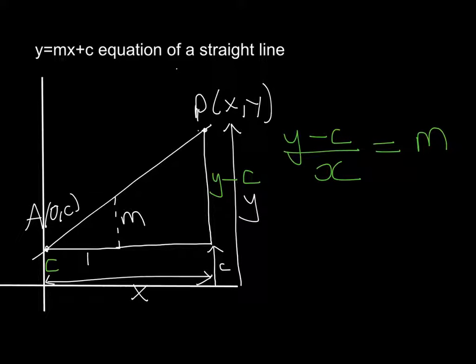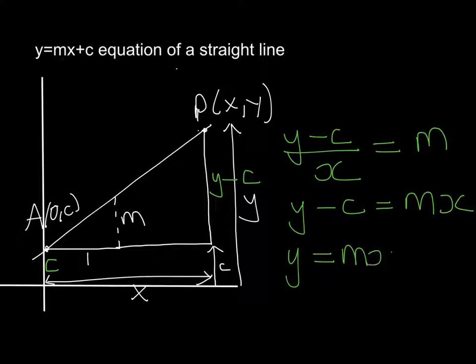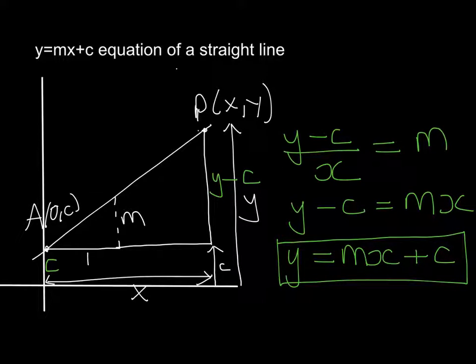If I multiply both sides by x, I get y take away c equals mx. And adding c to both sides, I get y equals mx plus c. And this is the general form of an equation of a straight line.